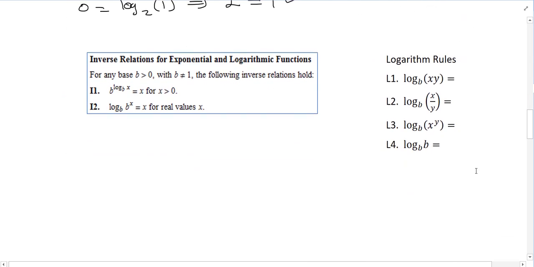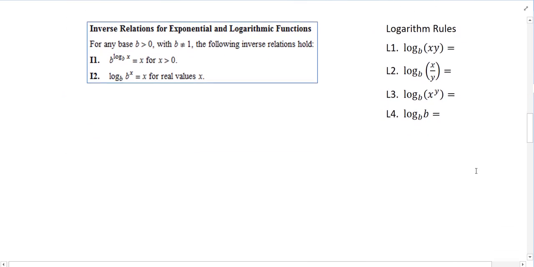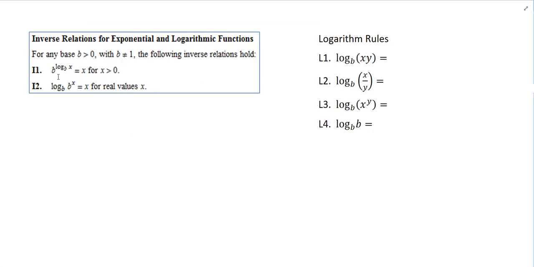All right, let's now look at the inverse relation and the rules of logarithms. Because I have an inverse relationship between exponentials and logarithms, there are some logarithms that become pretty nice to compute because of that inverse relationship. So the first rule is that if you have the base b raised to the exponent of the log base b of x, you just get x again.